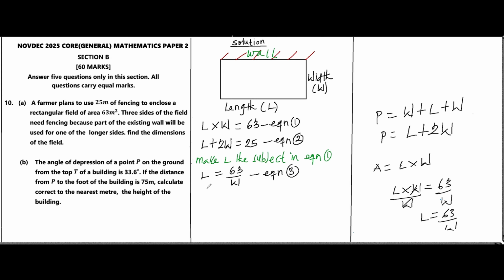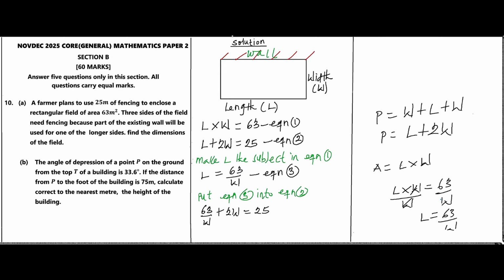Now the next step is that we need to substitute equation 3 into equation 2. Meaning that anywhere we see L, we substitute 63 on W. So let's look at equation 2. In place of L, we have 63 on W, plus 2W, is equal to 25.